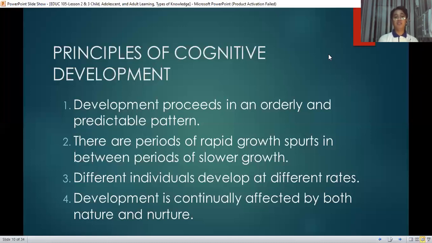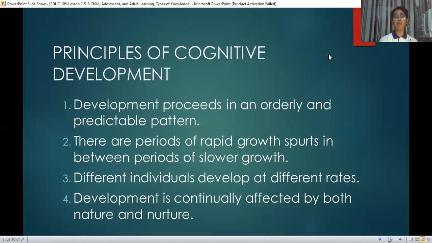Next, principle number 3, different individuals develop at different rates. And it's understandable, just like what I mentioned a while back, we have individual differences in terms of nature, in terms of nourishment, the way we nourish our body. We also have different cultural backgrounds and a lot of factors in which we are different. So expect that learning from one child to the other, from one learner to the other, not only child, it could be adolescent or adult, will differ because we have these individual differences. Again, emphasizing principle number 3, different individuals develop at different rates.